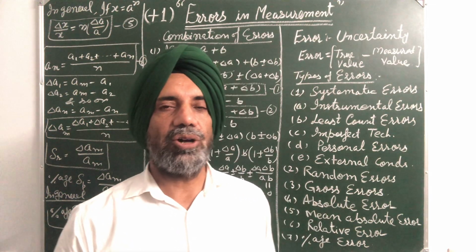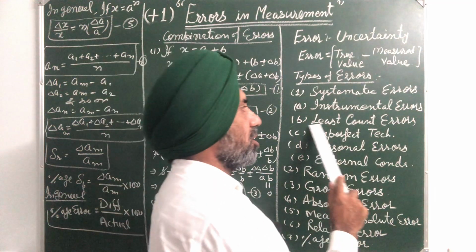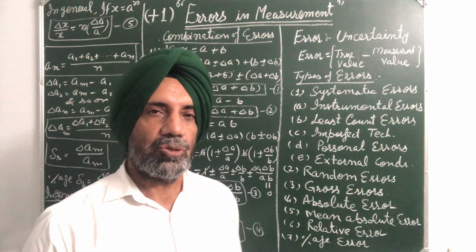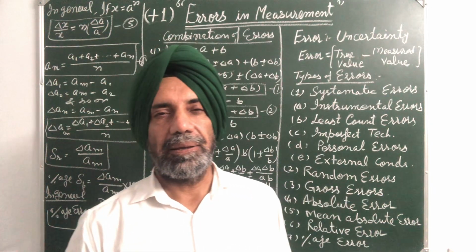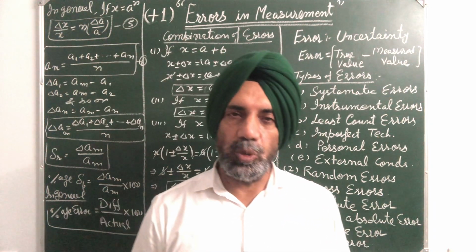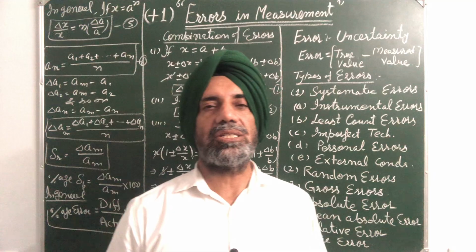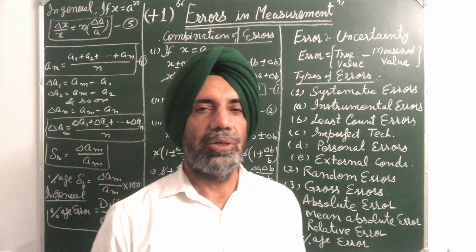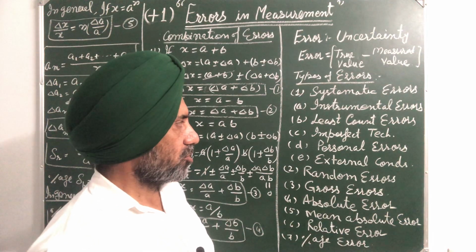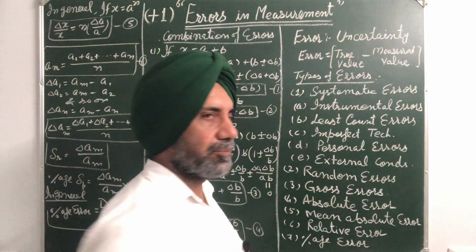More the value of least count, more will be the least count error. Such errors can be minimized by using an instrument having least value of least count. So use the instrument which has least value of the least count to minimize this least count error.